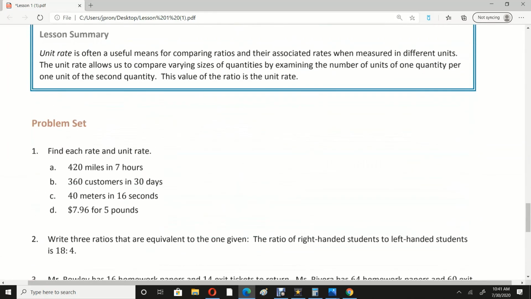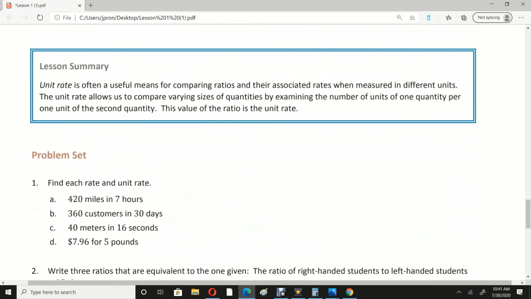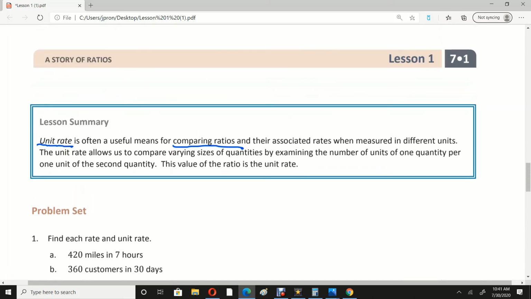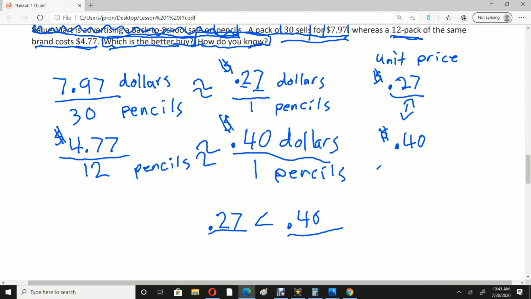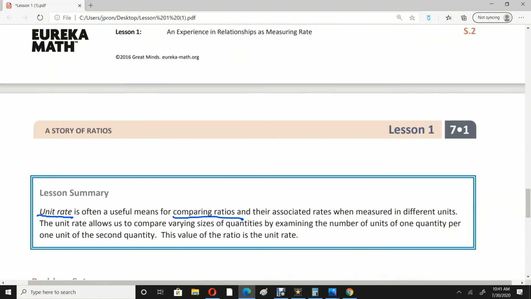Great, we're down to lesson summary. And unit rate is definitely the key vocabulary term I want to take away from this, right? It's often a useful means for comparing ratios, just like we did in this example right here, where we compared the prices, right? It's very handy.